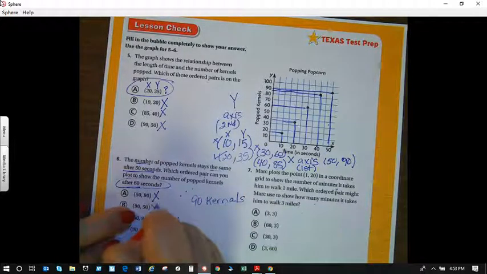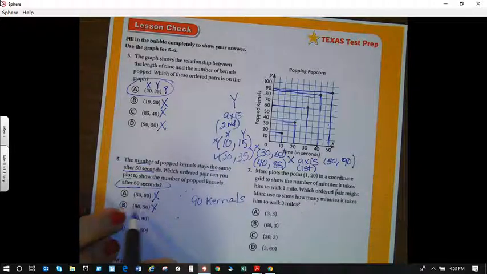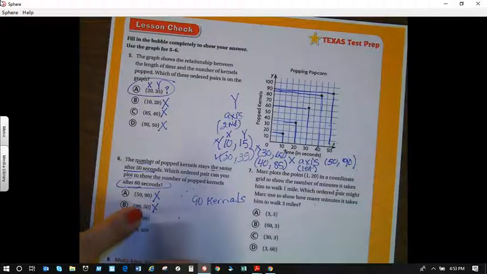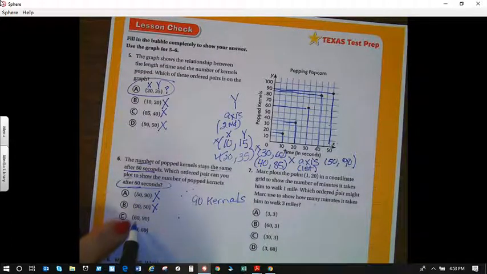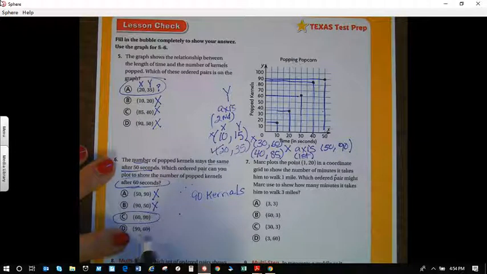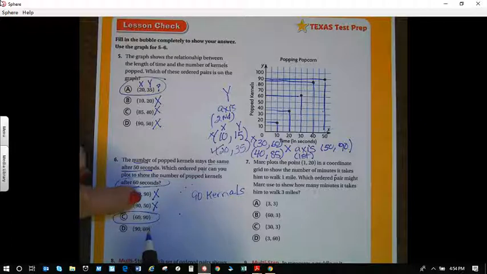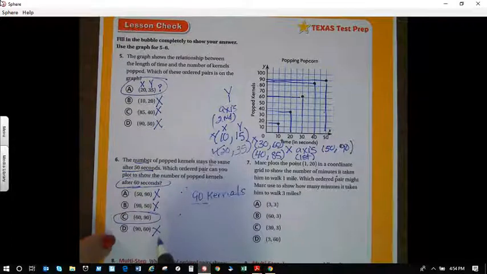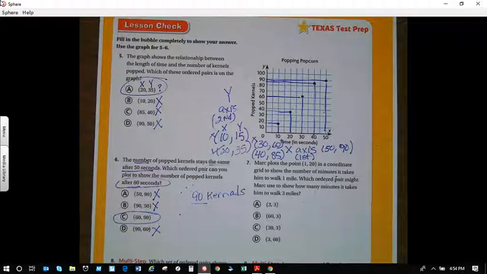So that's not right, because it said this is after 60 seconds, but the kernels have to be at 90, so that's not right. This is after the 50 seconds, so after 60. So I have 60 popped 90. It's a good possibility. But this one right here, it said that it popped 90 kernels, and that would stay constant. So this is not going to work. So the best answer is C.